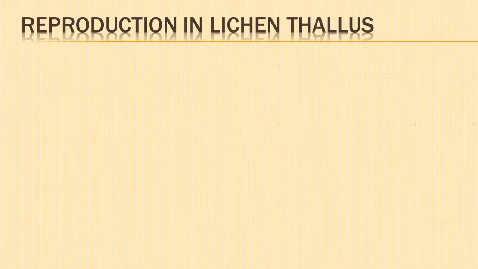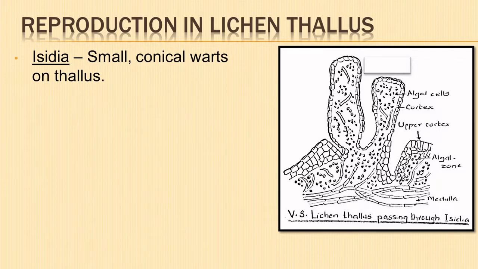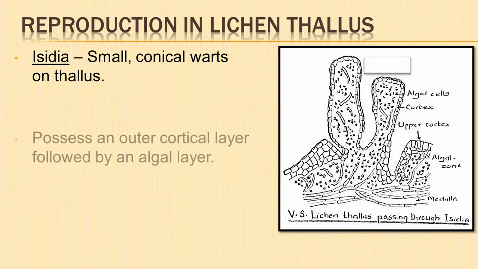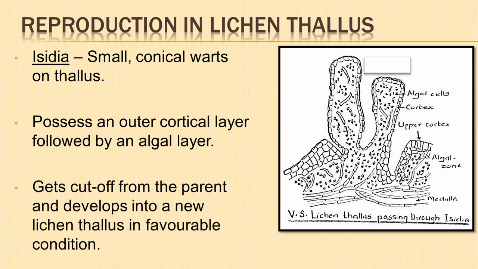Next, isidia. Certain lichens show the presence of small conical warts on the thallus. It has an outer cortical layer followed by an algal layer. It can be easily cut off from the parent thallus and during favorable conditions grows into a new lichen thallus.